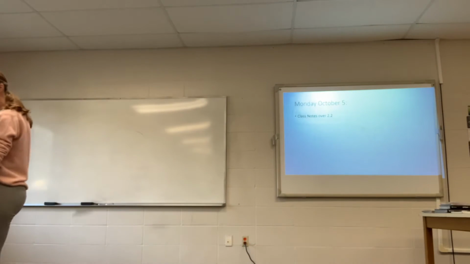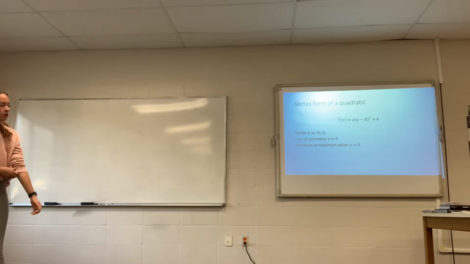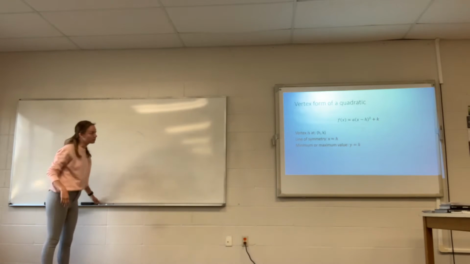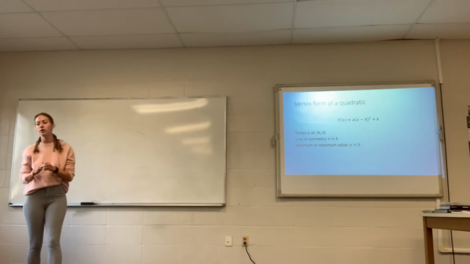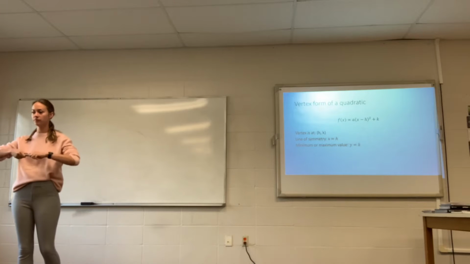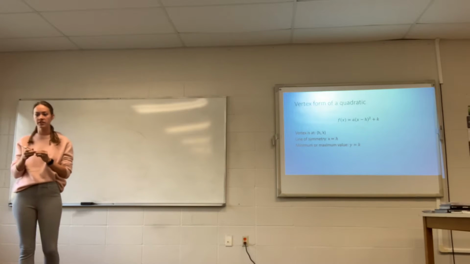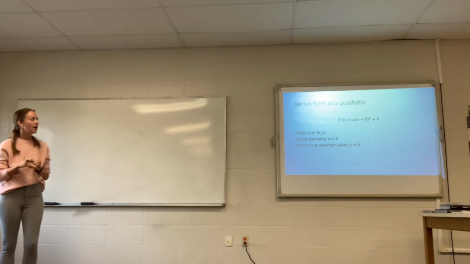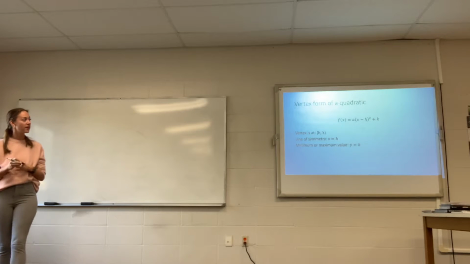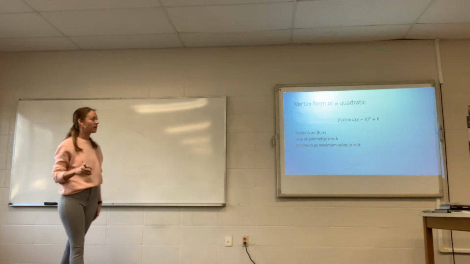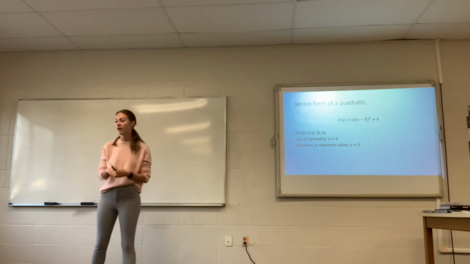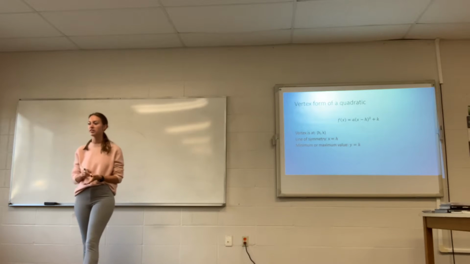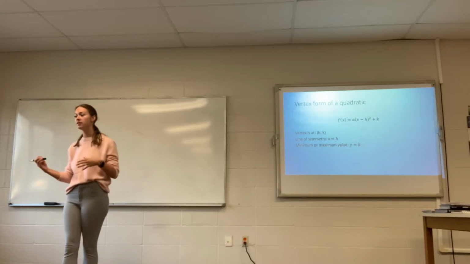Okay, so the first slide for 2.2 today is just kind of a review. Here we have the vertex form of our quadratic. Remember, the equation is f of x equals a times (x minus h) squared plus k. And then just a little review, the vertex is going to be at (h, k).